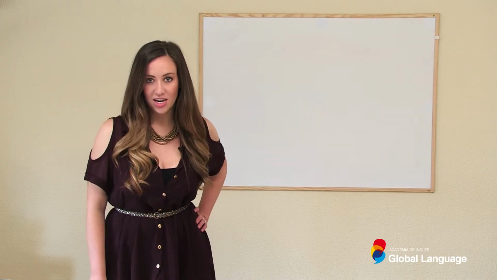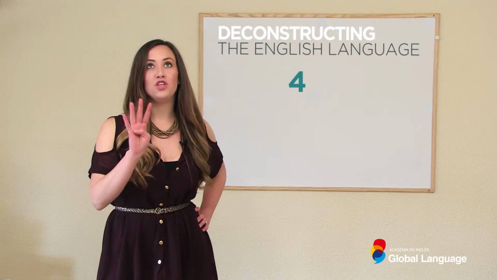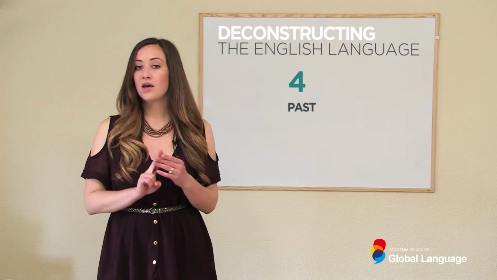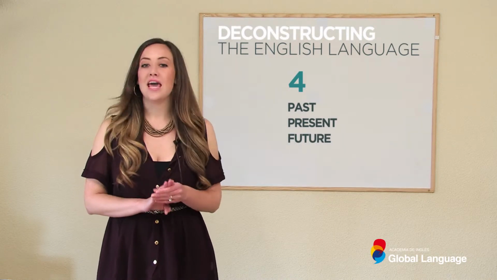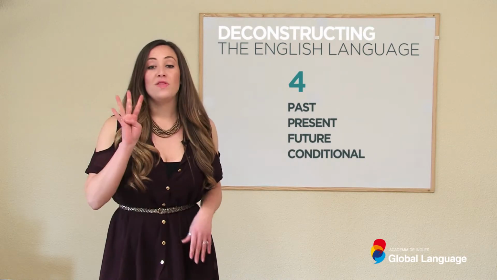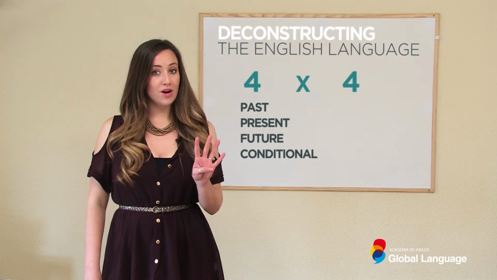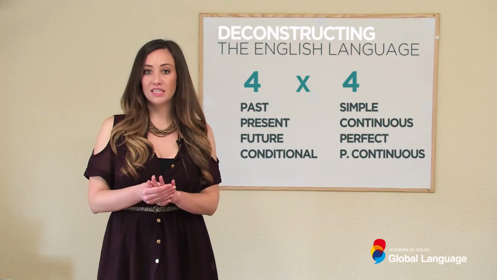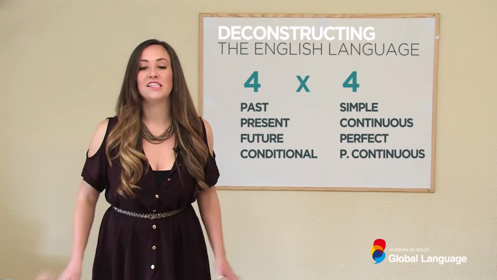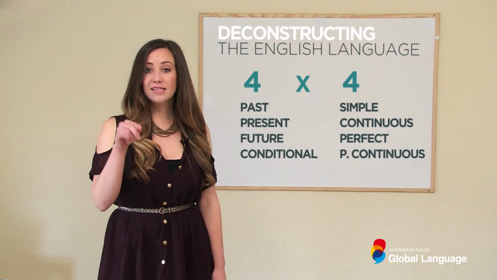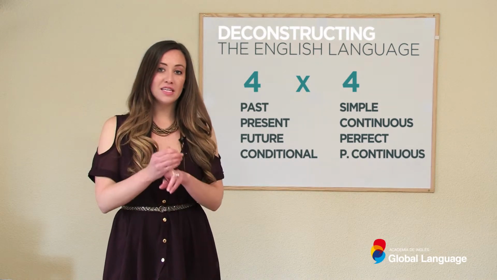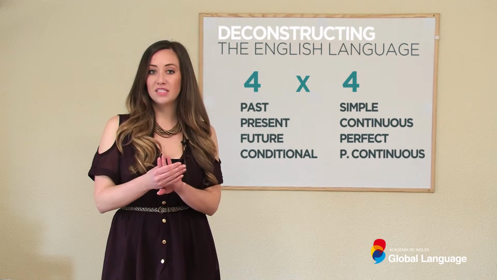Okay, let's get started. There's 4 things you must remember when learning the English language: past, present, future, and conditional. Now, within these 4 are 4: simple, continuous, perfect, and perfect continuous. It's not that bad, really. Let's go over it one more time. Past, present, future, conditional, simple, continuous, perfect, and perfect continuous.